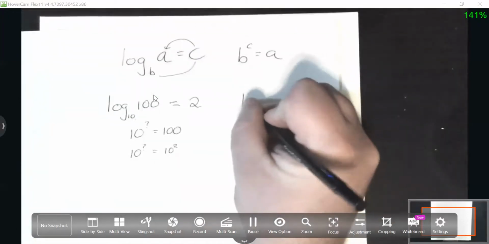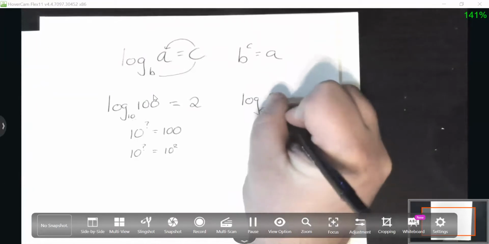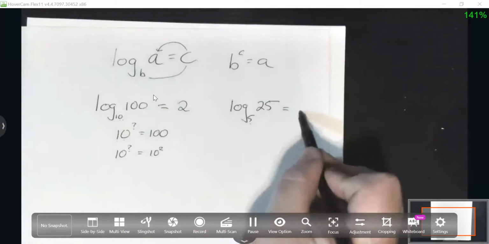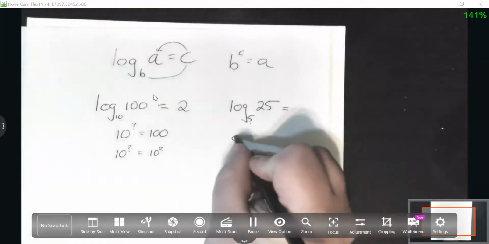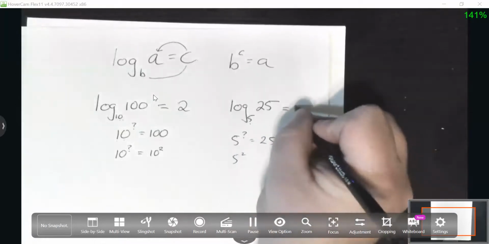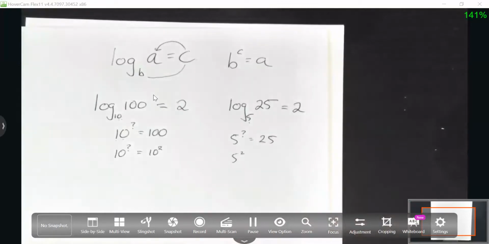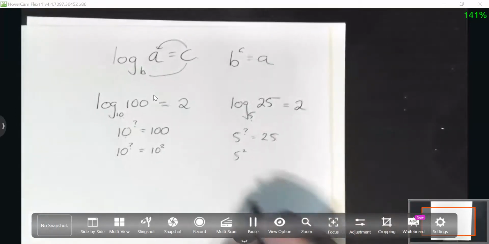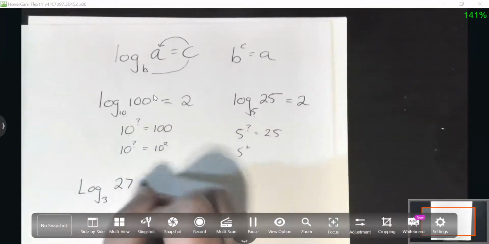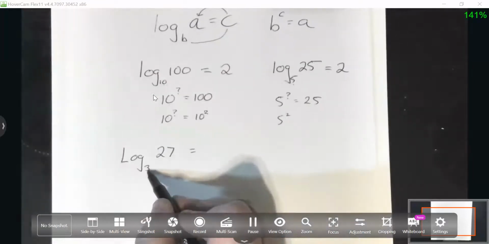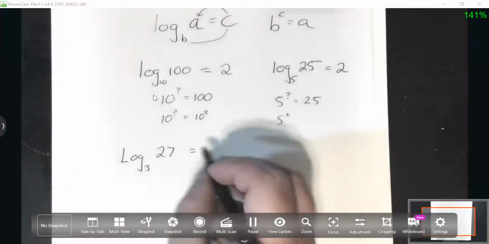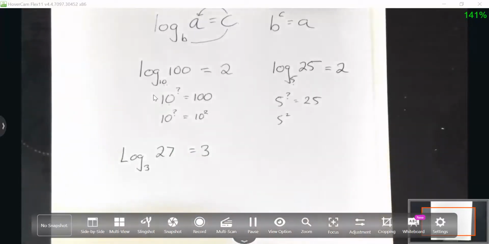Let's do a couple more, just real basics here. Log base 5 of 25 is equal to what? Again, this is saying 5 to what power is 25? And we know that would be 5 squared. So again, this is also 2. Now let's do a couple more. So log base 3 of 27. This would be 3 to what power is equal to 27. And I know that 3 to the third power is 27. So I know this is 3.